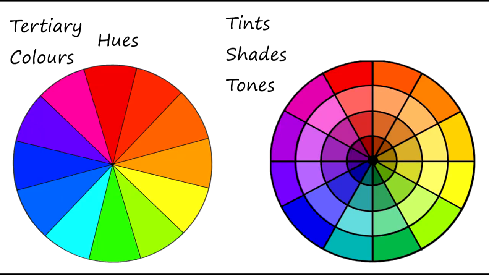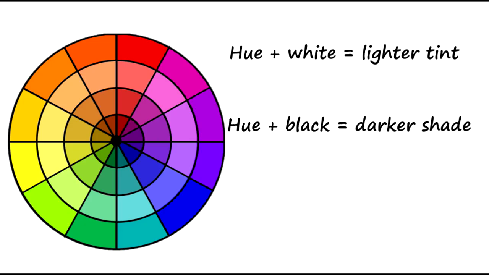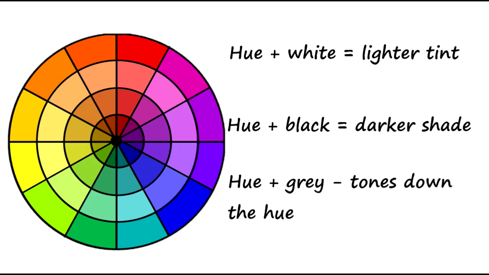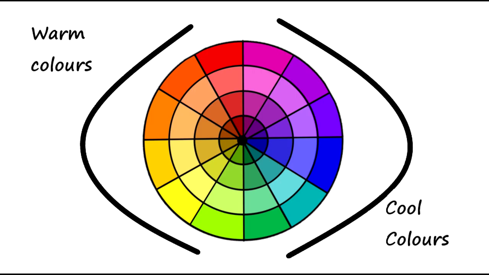From the tertiary colours, the hues, if we add the neutrals white, black or grey, our colours split into tints, shades and tones. Adding white to a hue gives a lighter tint, adding black to a hue, a darker shade, and by adding grey, a mix of black and white, we tone down the hue. The colour wheel also shows us warm colour hues that sit opposite the cool colour hues, where warm colours appear to stand out more boldly than cool colours.